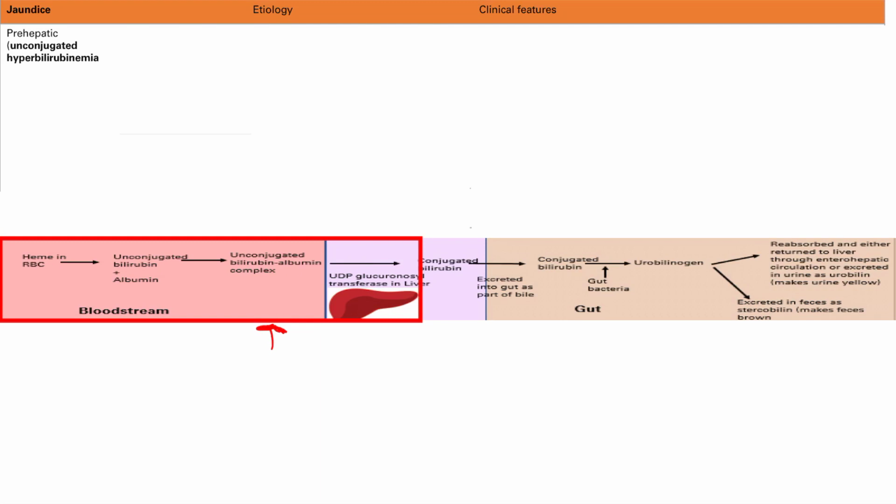So the first cause of prehepatic jaundice is something called physiological jaundice of the newborn. What happens is when they're born, they have immature UGT activity, as you can see here. It just doesn't work very well, and it takes some time to increase its activity. So these kids, they're not conjugating the bilirubin well, so you're just building up this unconjugated bilirubin in the blood. So extra bilirubin in the blood deposits in the skin, causes jaundice.